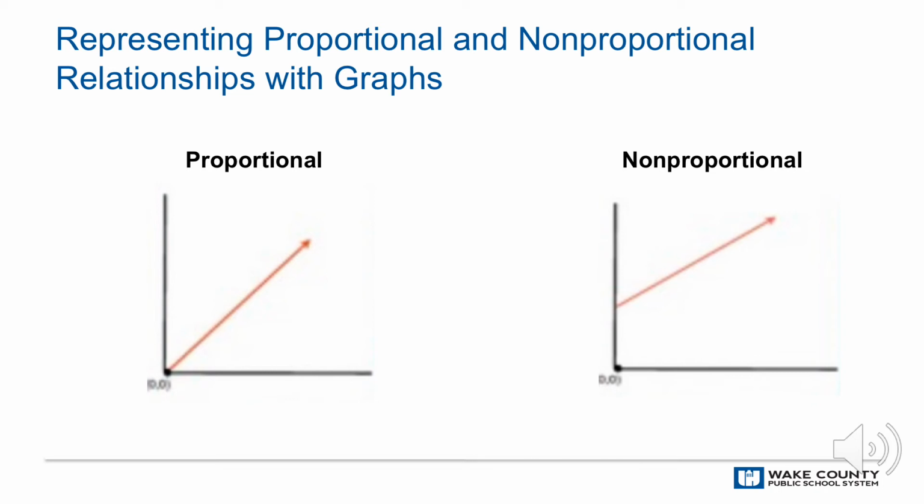Students will be able to also look at representing proportional and non-proportional relationships with graphs. Here are 2 graphs. One graph represents a proportional relationship as it has a straight line that goes through the origin (0, 0). The second graph has a straight line that is a non-proportional relationship as it does not go through the origin (0, 0).